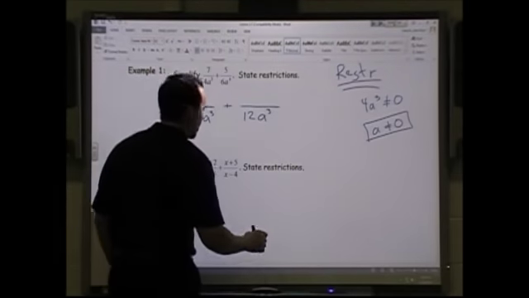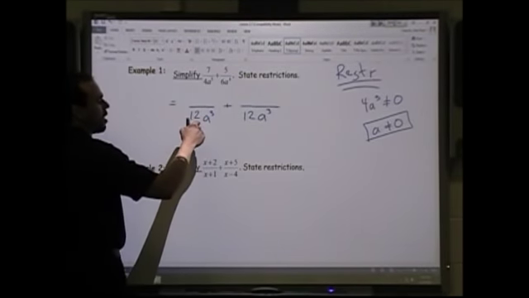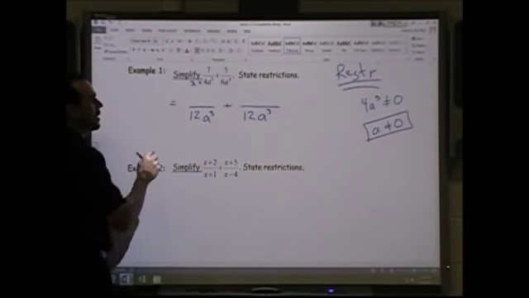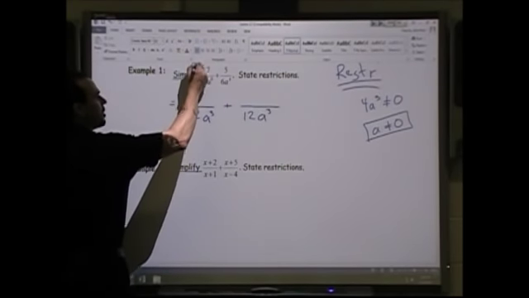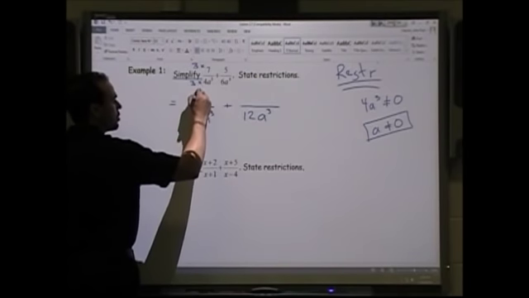And then I got to ask myself, well, what did I do to the first fraction to make it 12a cubed? All you have to do is multiply it by 3. If I multiply this by 3, I get 12a cubed. So I just got to make sure I multiply the top by 3. So the top would be 3 times 7, which is 21.